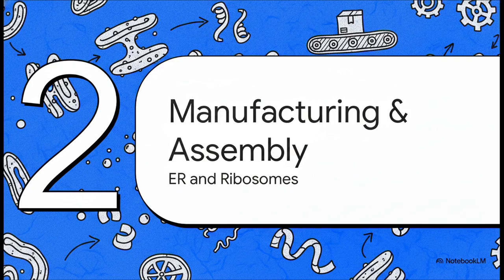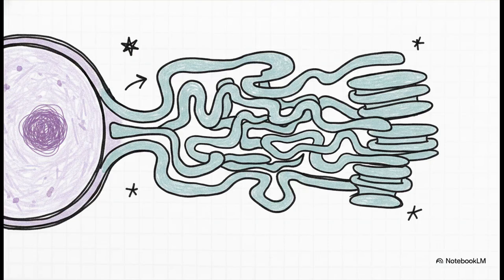Which brings us perfectly to our next stop. We're stepping out of the executive offices and walking right onto the main production floor for Section 2, manufacturing and assembly. We'll be focusing on the endoplasmic reticulum and ribosomes. So here we are at a massive, sprawling piece of biological machinery known as the endoplasmic reticulum, or ER for short. It spreads like this complex network right through the cytoplasm. But here's the really fascinating part. It is physically continuous with the outer membrane of the nuclear envelope. It's literally as if the master assembly line is bolted directly onto the outside of the CEO's office.